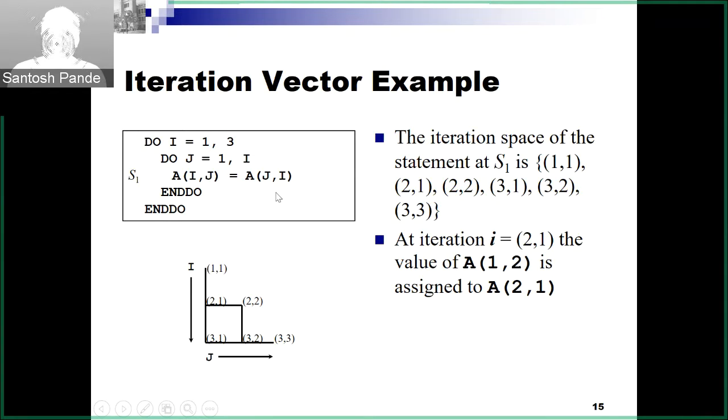And so this set of vectors is basically the iteration space. As you can see, it is traversed in a particular manner. It goes from (1, 1) to (2, 1), and then from there it goes to (2, 2), and then from there it goes to (3, 1), (3, 2), and (3, 3).